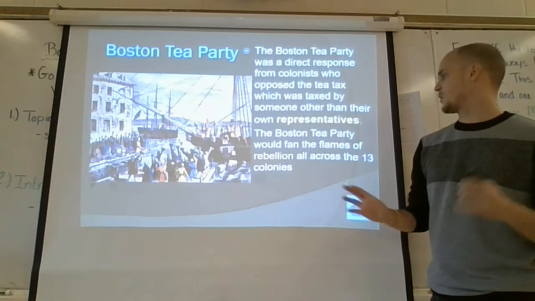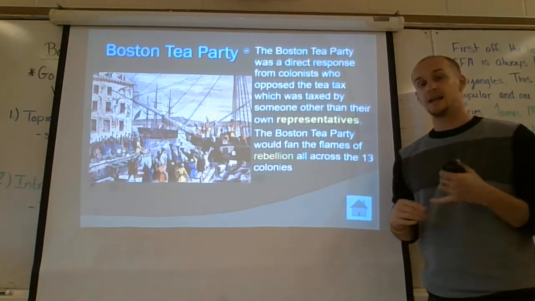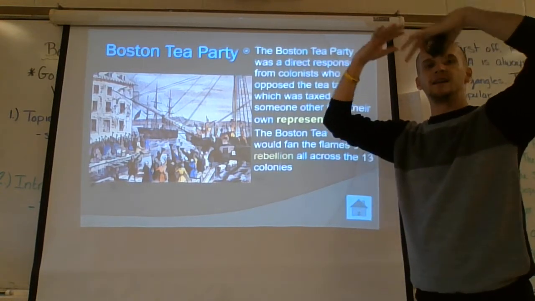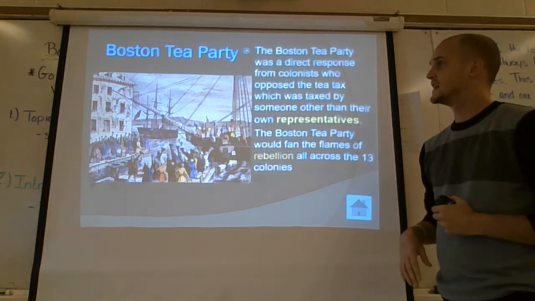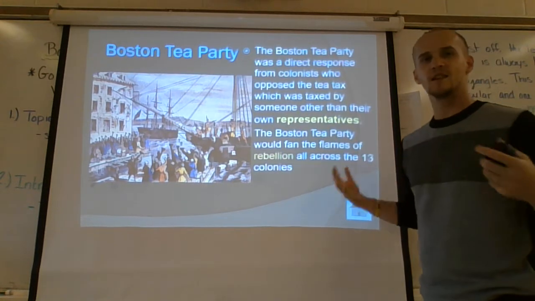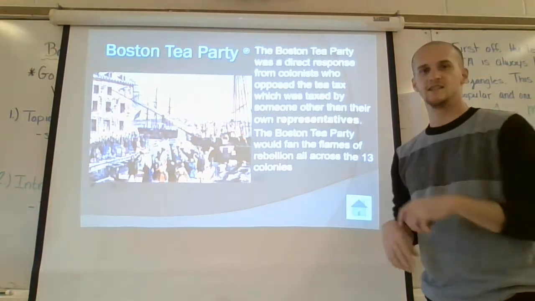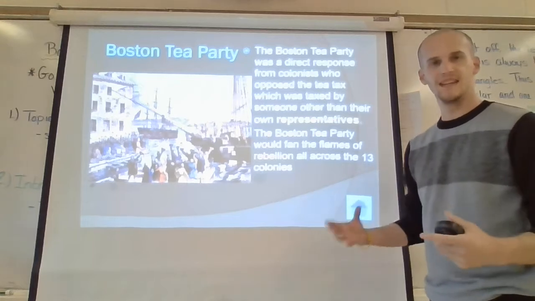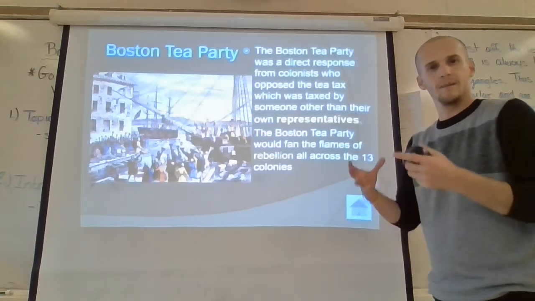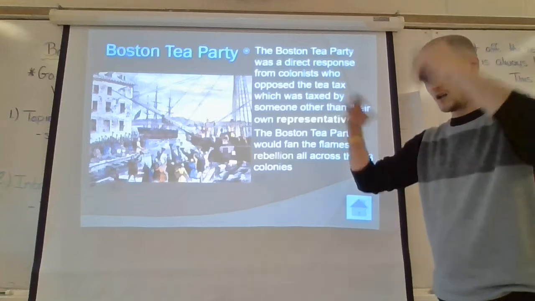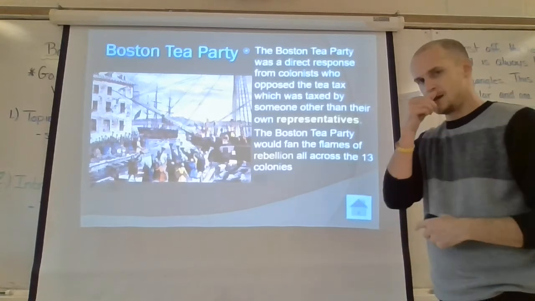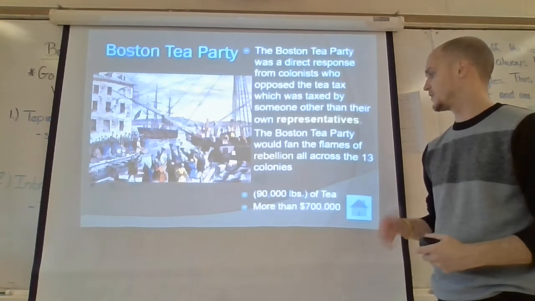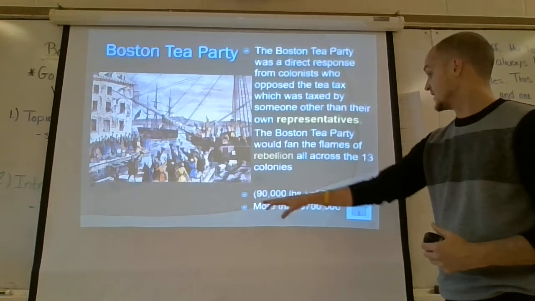Anyway, the Boston Tea Party ends up fanning the flames of the rebellion, and the tension only continues to increase and increase and increase. If you think back to that first slide, think of all of those as ingredients, right? You're putting the ingredients into this soup, and you're stirring the soup up. That soup is just starting to boil and boil and boil. All of these ingredients are being added to create the American Revolution soup. And the Boston Tea Party is another one of those ingredients.